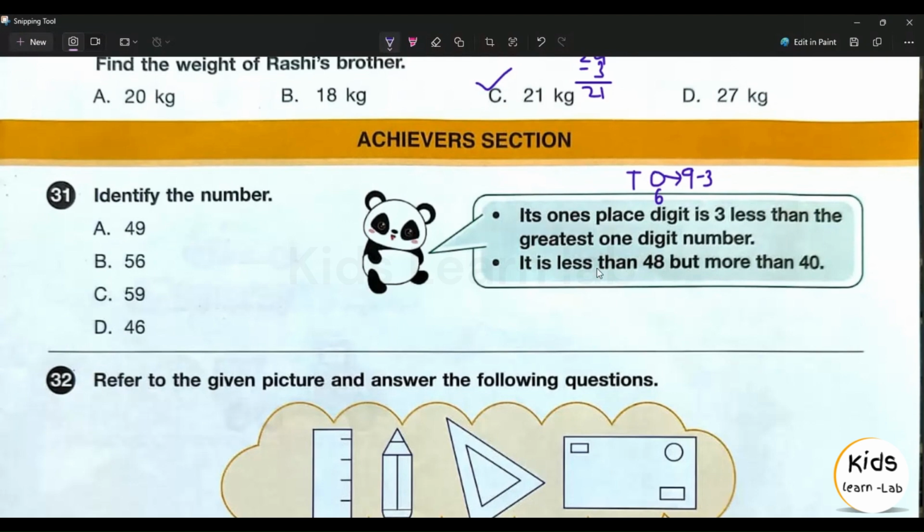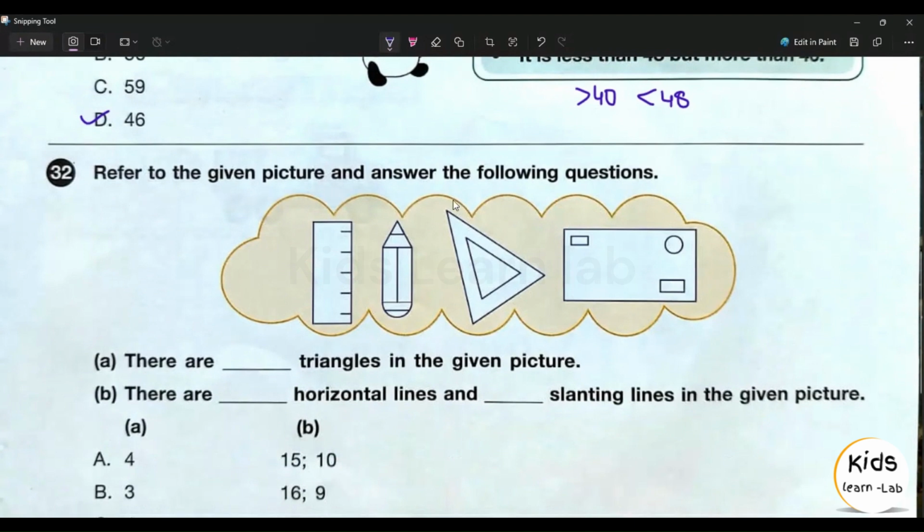Let's find tens place. It is less than 48 but more than 40. So we have to find out the tens place. More than 40, less than 48. So from options 49, 56, 59, 46. So option D is more than 40 and less than 48. Option D is the right answer.